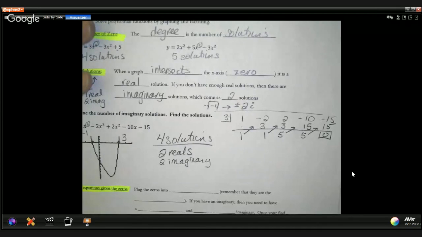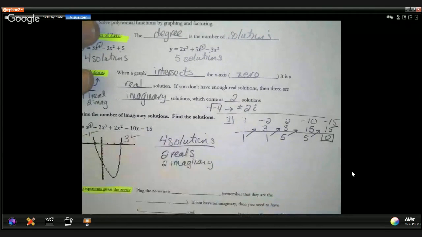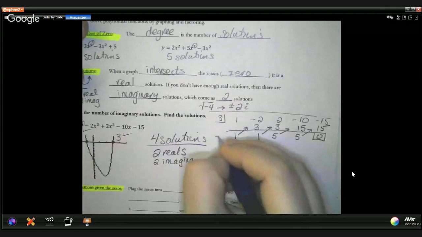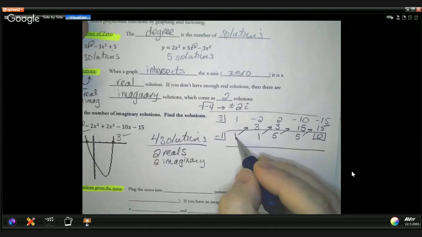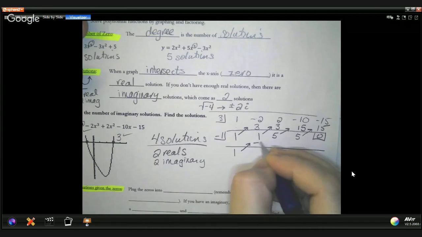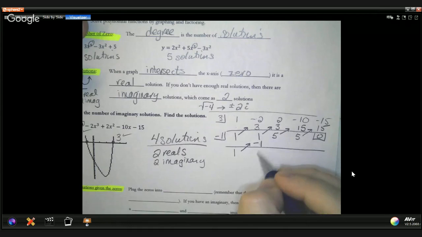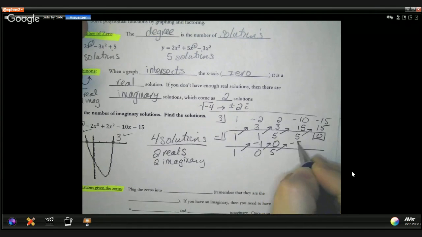Now, I just did this one. Now I need to do the second one. So now I'm going to put my -1 here, and now I'm going to do the same process. 1 plus nothing is 1. Multiplied by what's in the box, and I get -1. 1 minus 1 is 0. Multiplied by what's in the box, and I get 0. 5 plus 0 is 5. Multiplied by what's in the box, and I get -5. 5 and a -5 is 0.